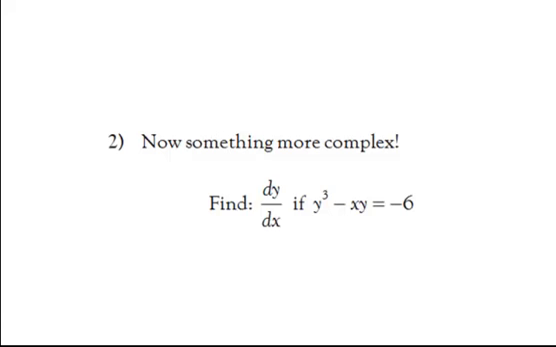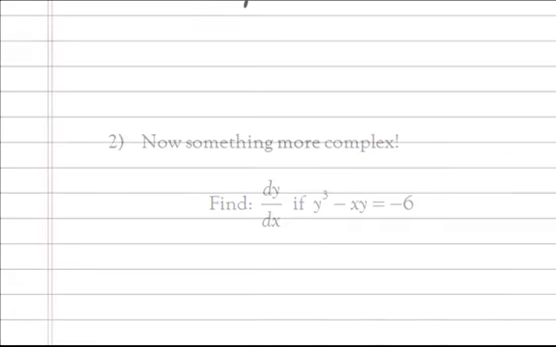And now let's go into something a bit more complex. This problem is one in which I isolate y and get it by itself. So we've got y cubed minus xy equals -6. We're going to take the derivative of this with respect to the variable x.